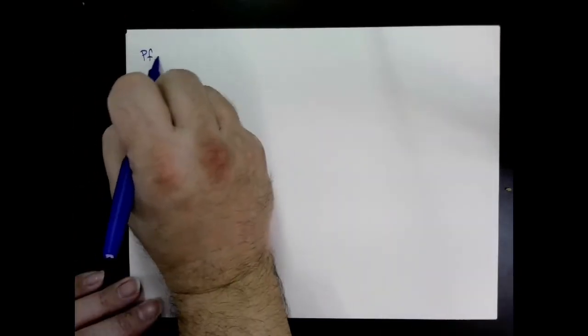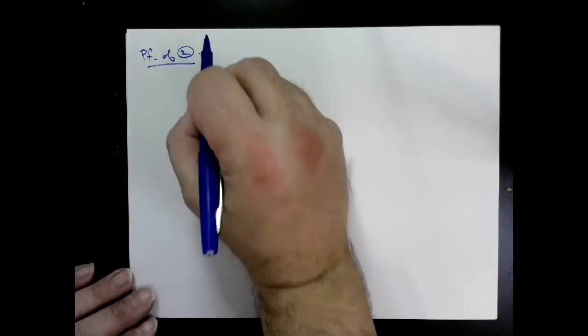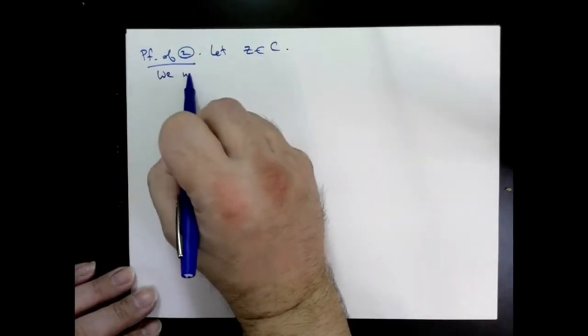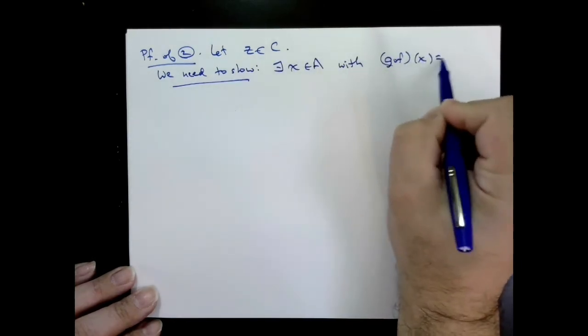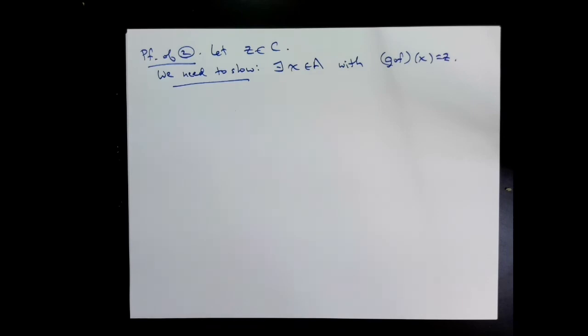Now let's prove part 2. Assume that F and G are both surjective. Let Z be any point in C, and we need to show that there's an X in A such that G composed with F applied to X gives us Z.